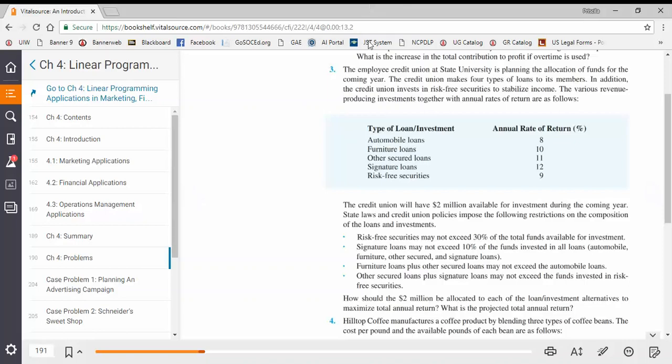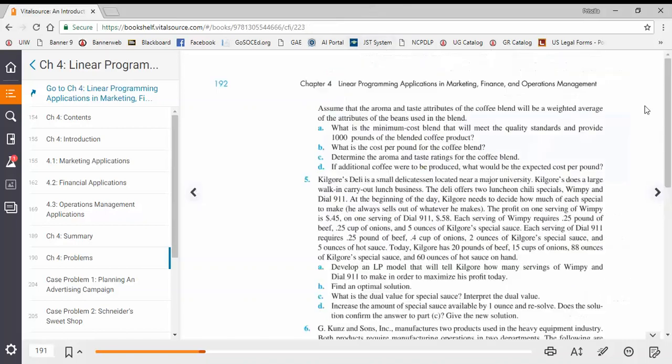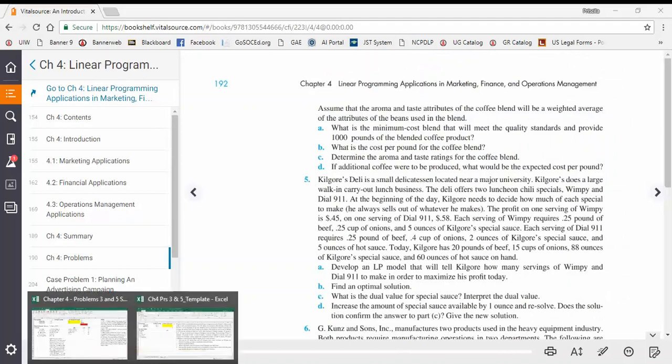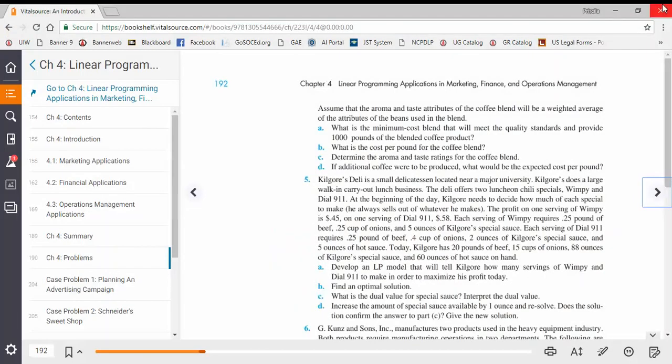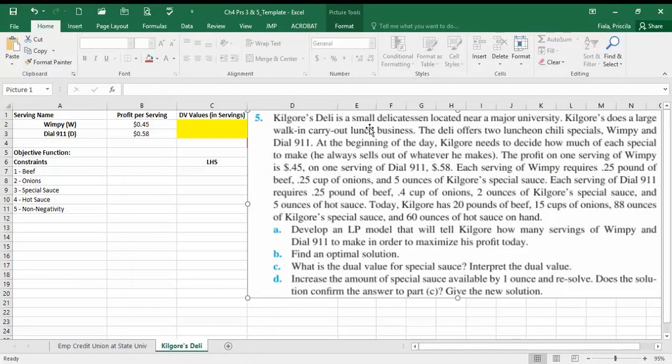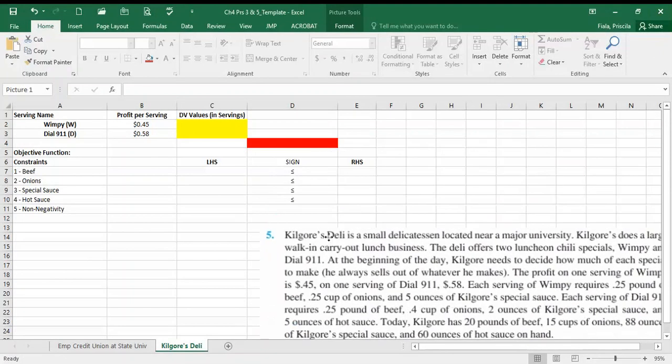And now I'm going to go over problem 5, and we're gonna be putting it on the template, which I have right here. I have put the problem over here, so I'm gonna be closing the book, and I made the template.